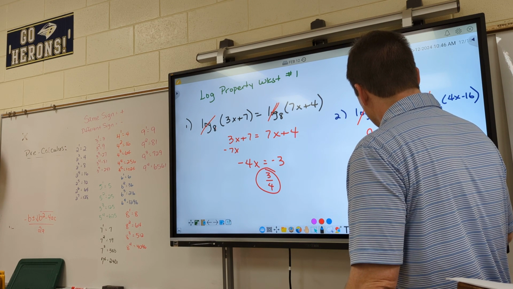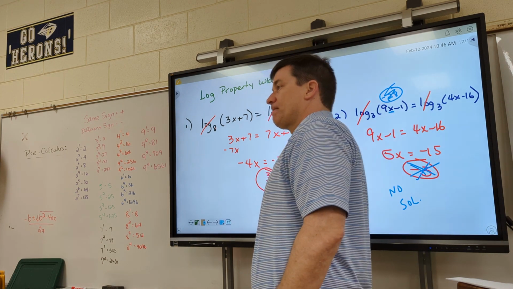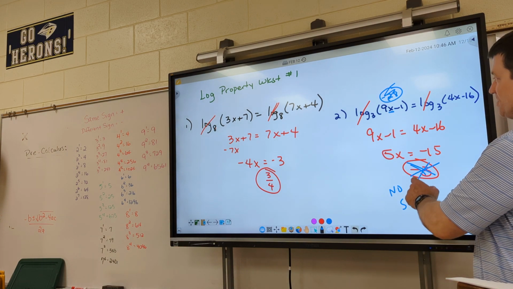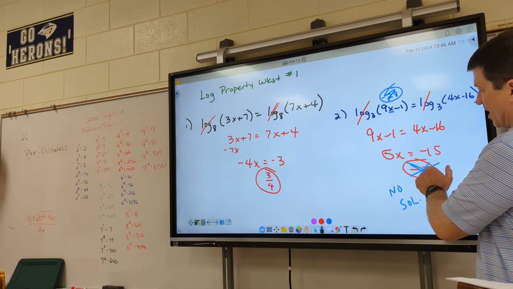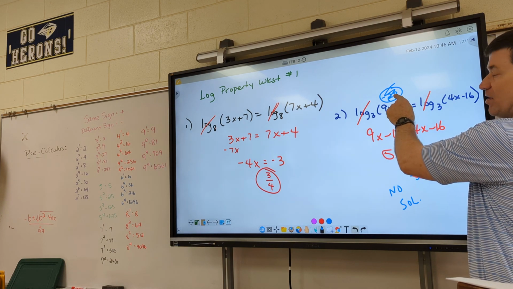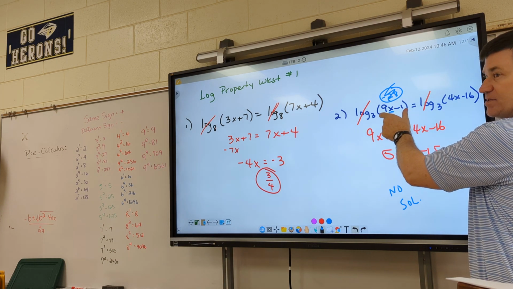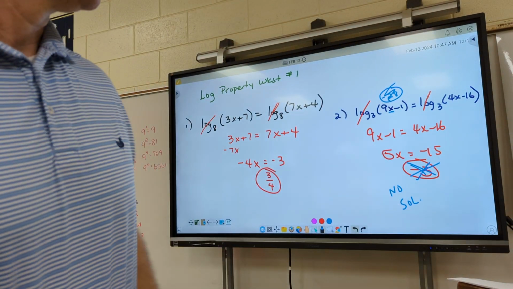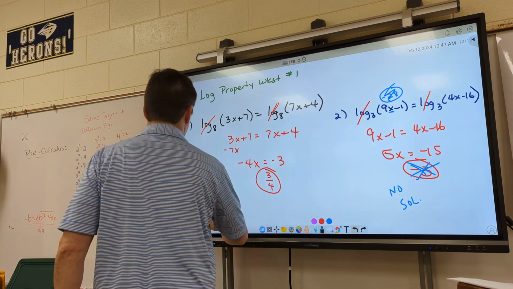So not because the log can break it. The only reason it's no solution, the only reason you throw it out, is when you check your answer and plug it in, it doesn't matter which one you plug it in, if it gives you a negative number or a 0 when you plug it into the parentheses, throw it out. Okay? All right, go to number 3.